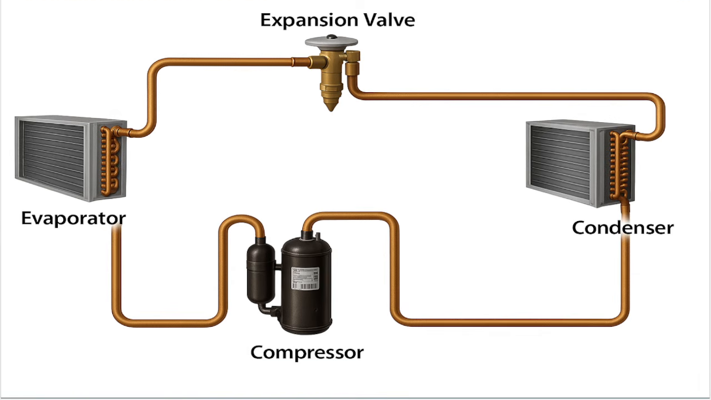Now let's connect all these four components that I have shown you just now with the piping system. It's connected, right? The compressor is connected to the condenser. The condenser is linked to the expansion valve, which then connects to the evaporator. Finally, the evaporator is connected back to the compressor, completing one refrigeration cycle.